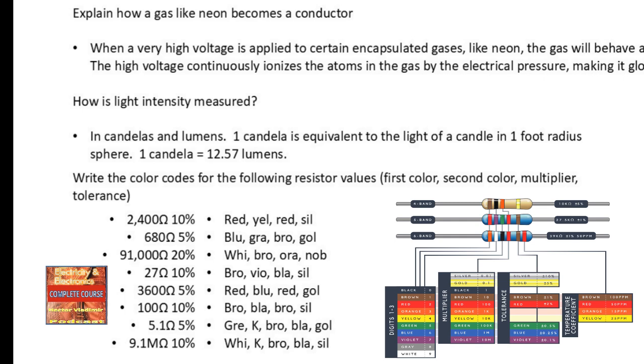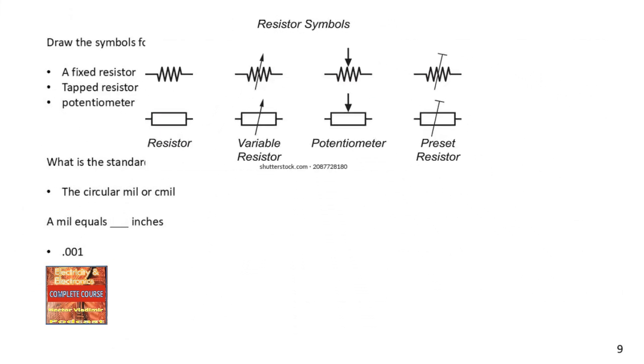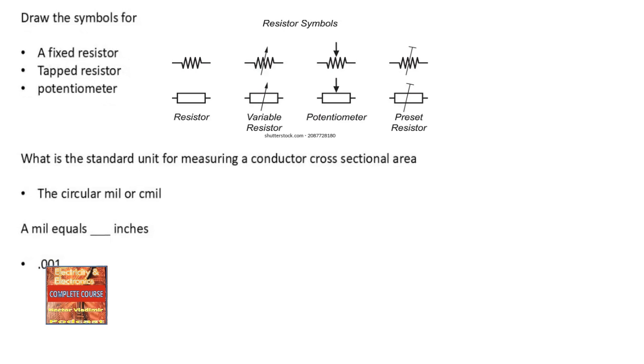5.1 ohms at 5% tolerance: green for 5, followed by K for the dot or the period, brown for 1, black for the 1 multiplier, and gold for 5%. 9.1 mega ohms, 10% tolerance, is shown as white for 9, K for the period, brown for 1, the mega multiplier, and silver for 10%. Draw the symbols for the following: a fixed resistor, a tapped resistor, a potentiometer, and those will be shown here on this page.